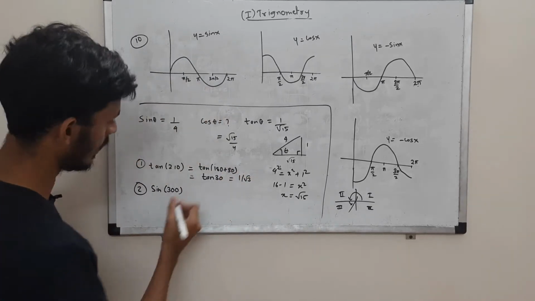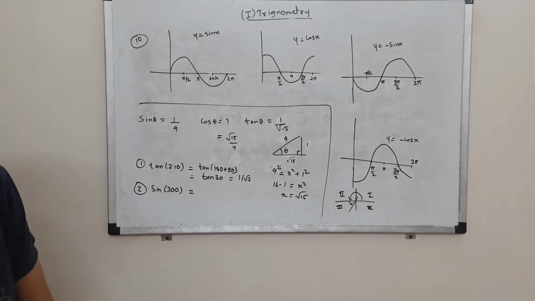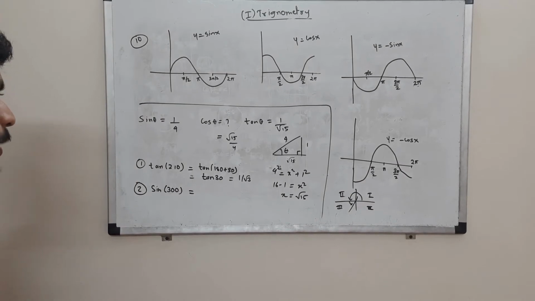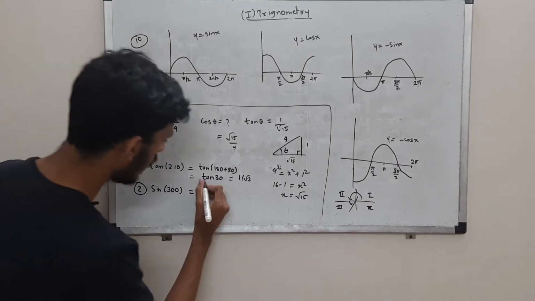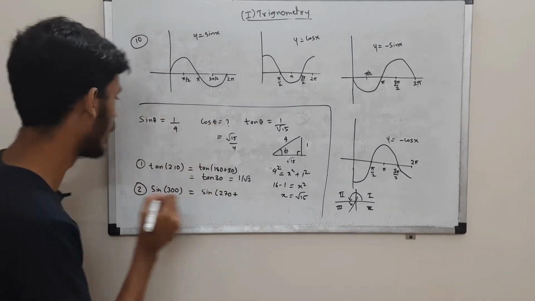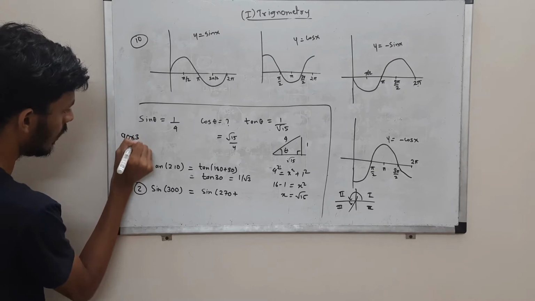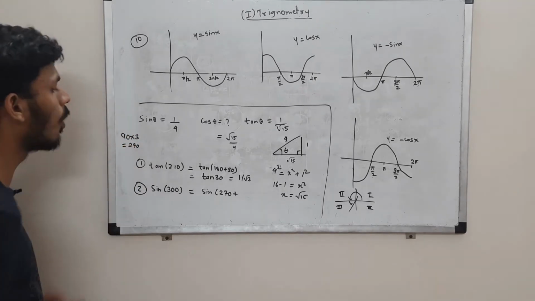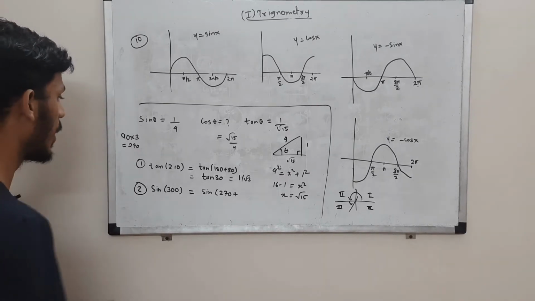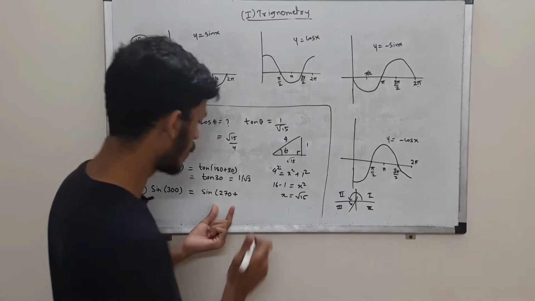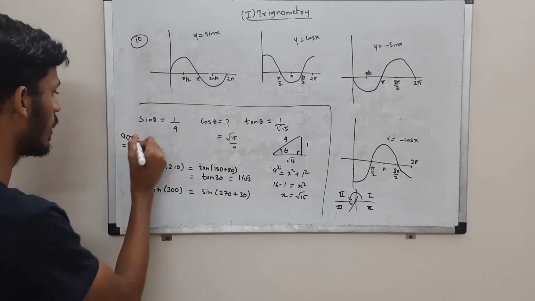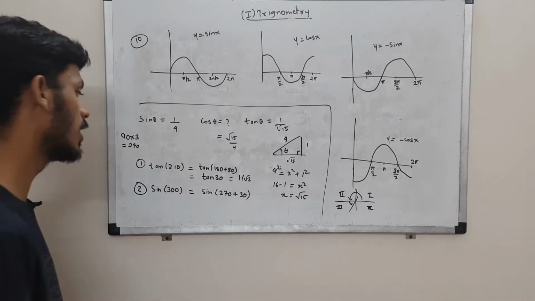Then sine of 300. Sine of 300, you can either write it as sine of 360 minus 60, right? Or you can write it as sine of 270 plus 30. Because 270 is a multiple of 90. Okay, 90 into 3 is 270. Okay, odd multiples. That is a keynote. Odd multiples of pi/2. Okay, so 270 plus 30. So if it is an odd multiple of pi/2, then only the ratio will change.